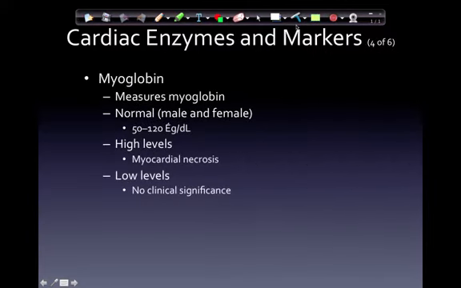Myoglobin measures myoglobin. Normal in male and female is 50 to 120. Myoglobin is inside of the actual muscle cells. It's what gives the muscles themselves their reddish tint. Normal is 50 to 120, and the unit is in nanograms per deciliter. High levels would say myocardial necrosis, or rhabdo is another possibility, and low levels have no clinical significance.